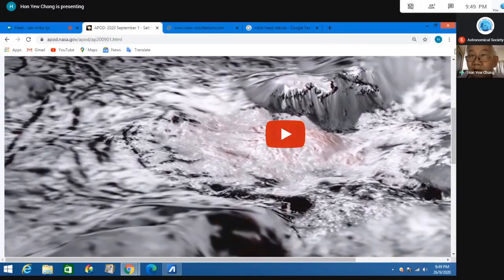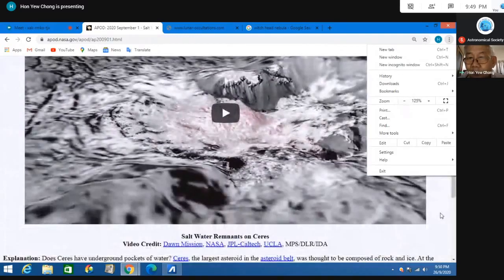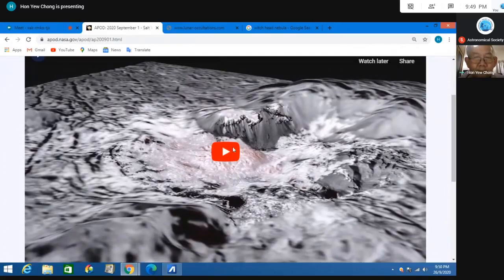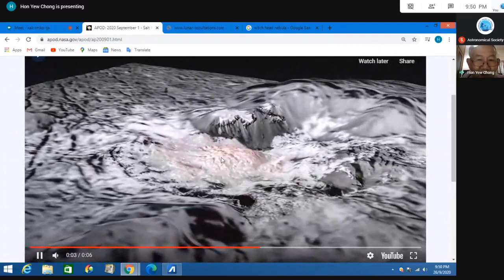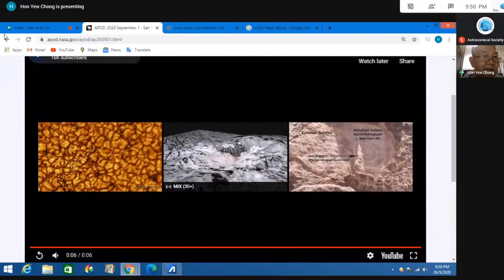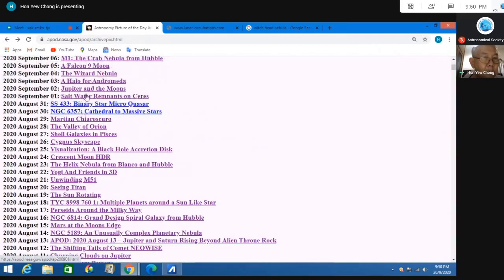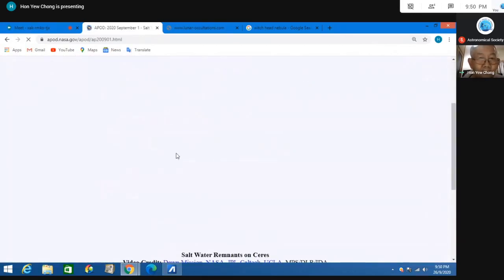So I'm going to play a video now. You can see a lot of frozen salt water on Ceres, all right, by Dawn. The pink color one is the brine, is the salt water, frozen salt water. There you are. I play again.